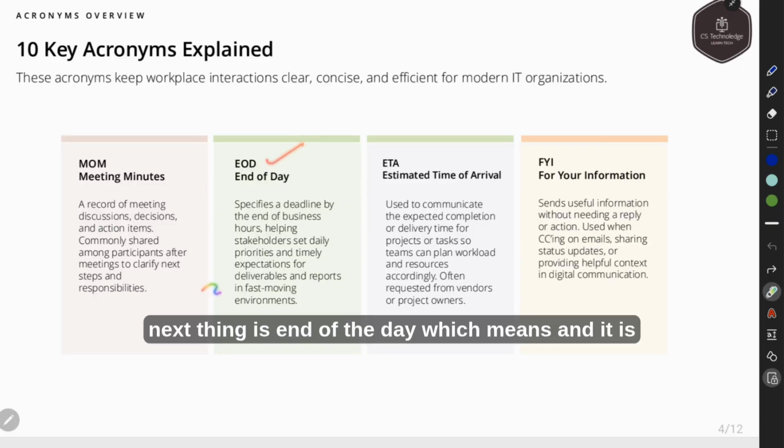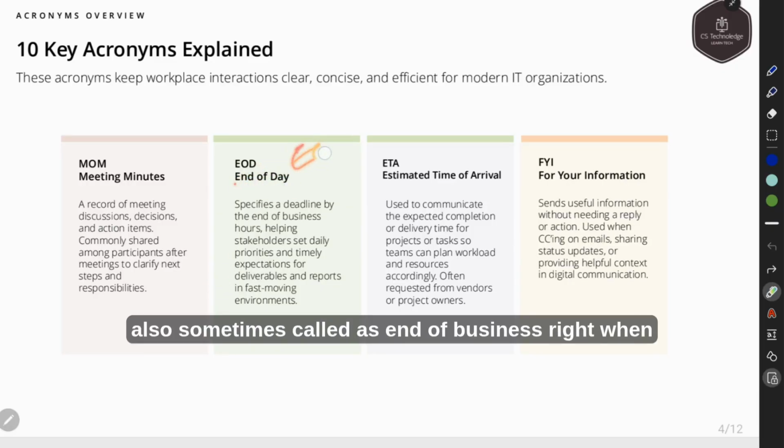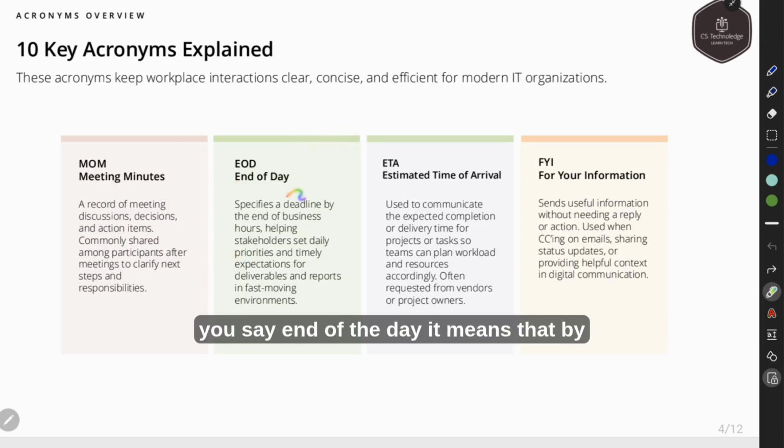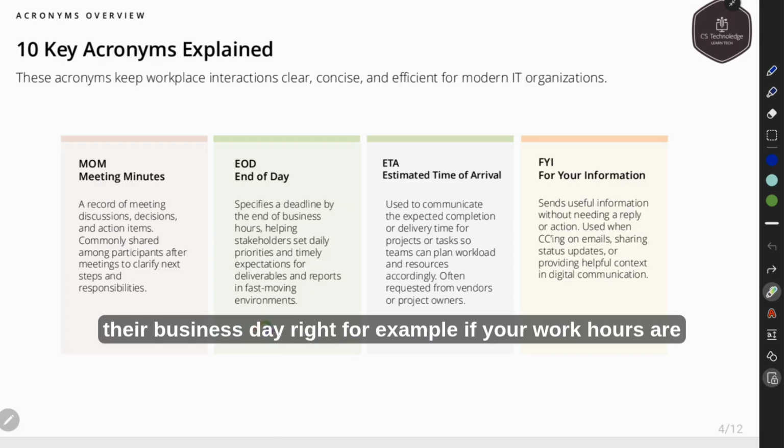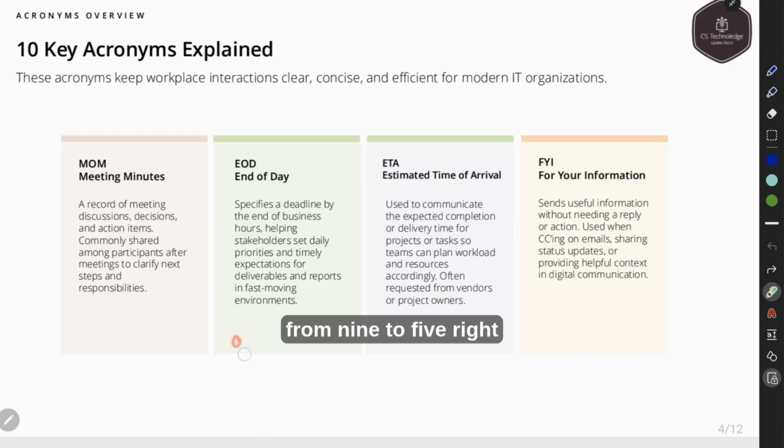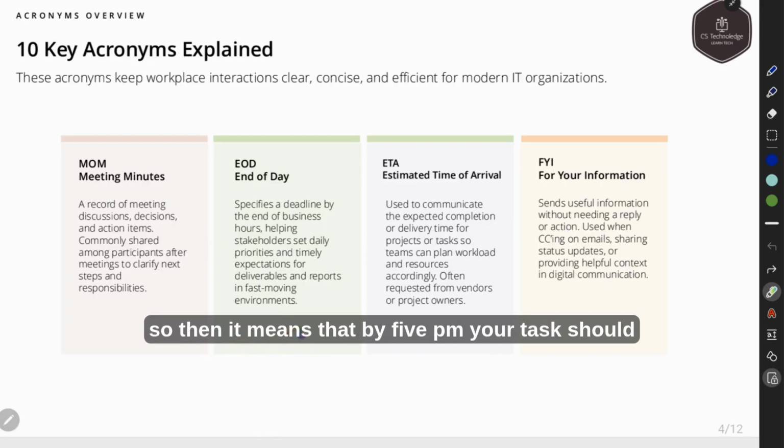The next thing is end of the day, which is also sometimes called end of business. When you say end of the day, it means that by the end of the day you require some task to be completed, or some deadline to be achieved. So it specifies a deadline by the end of the business hours. One suggestion here: whenever someone says end of the day, it generally means by the end of their business day. For example, if your work hours are from 9 to 5, it means that by 5 p.m. your task should be completed.